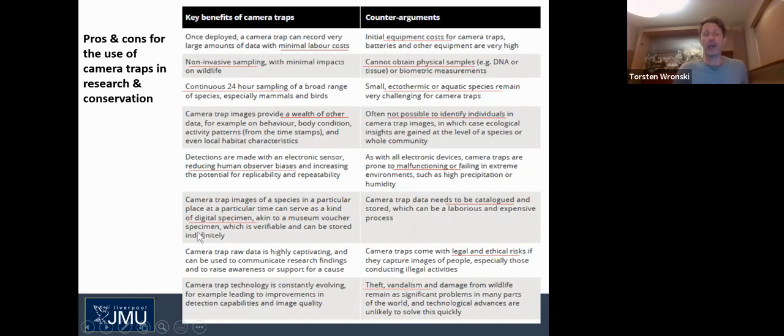Camera trapping images can be used as digital specimens and saved in museums as voucher specimens, and they are easily catalogued. However, there are legal and ethical risks. People can complain because a certain area is surveyed by camera traps. So legally, you should put a warning signpost in order to inform people that this area is under CCTV observation. And of course, theft and vandalism need to be considered when placing camera traps in the wild.